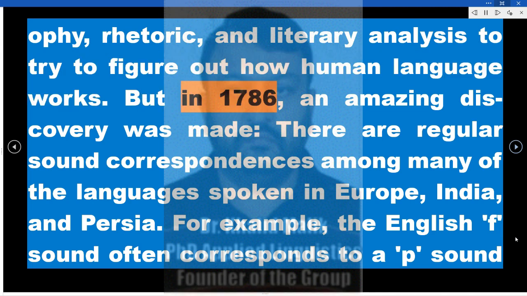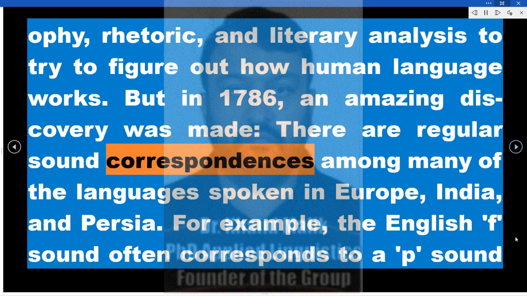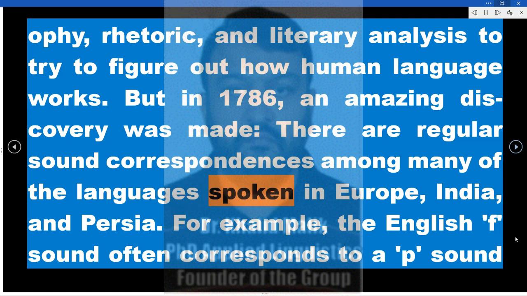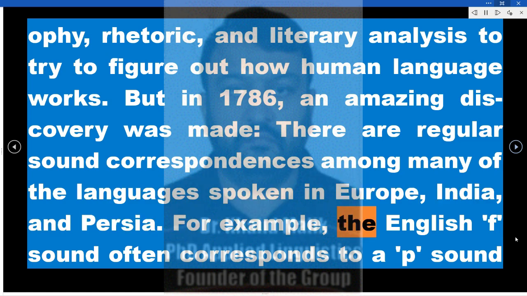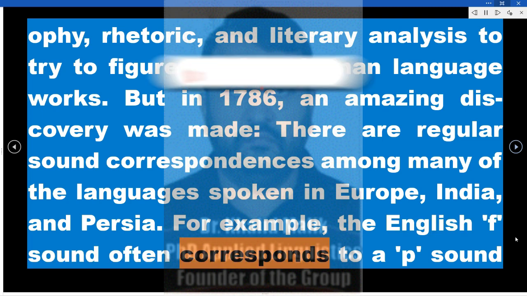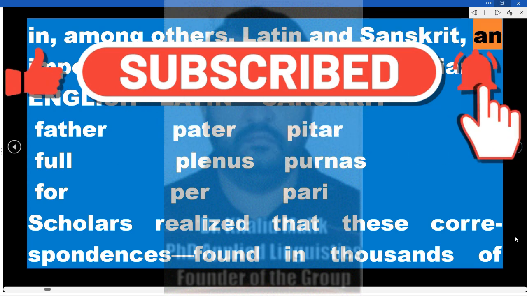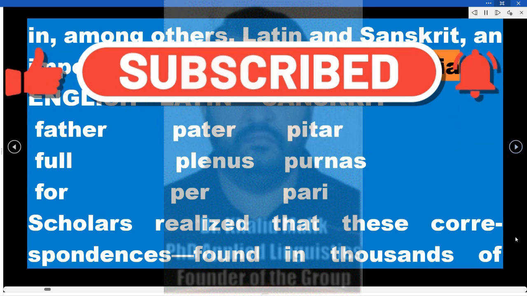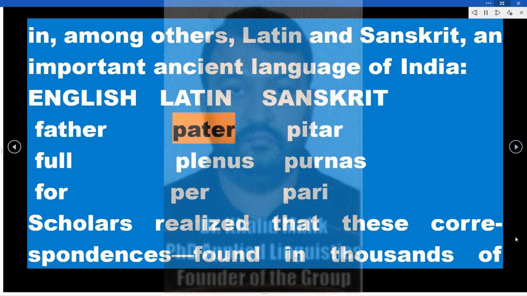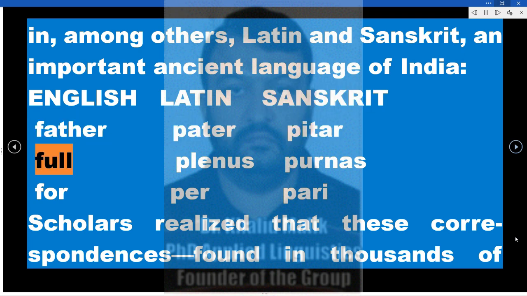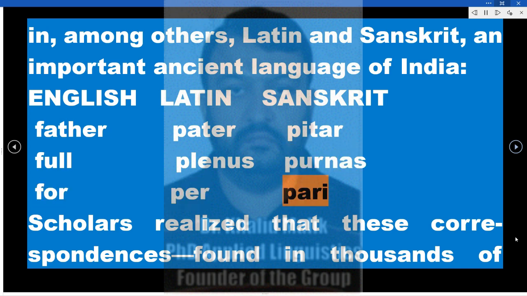But in 1786, an amazing discovery was made. There are regular sound correspondences among many of the languages spoken in Europe, India, and Persia. For example, the English F sound often corresponds to a P sound in, among others, Latin and Sanskrit, an important ancient language of India. English, Latin, Sanskrit: father, pater, pitar; full, plenus, purnah; for, per, pari.